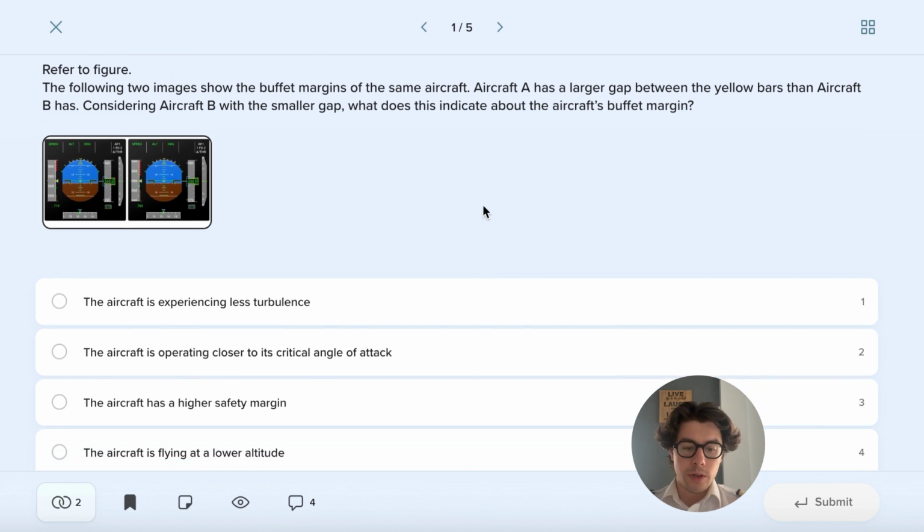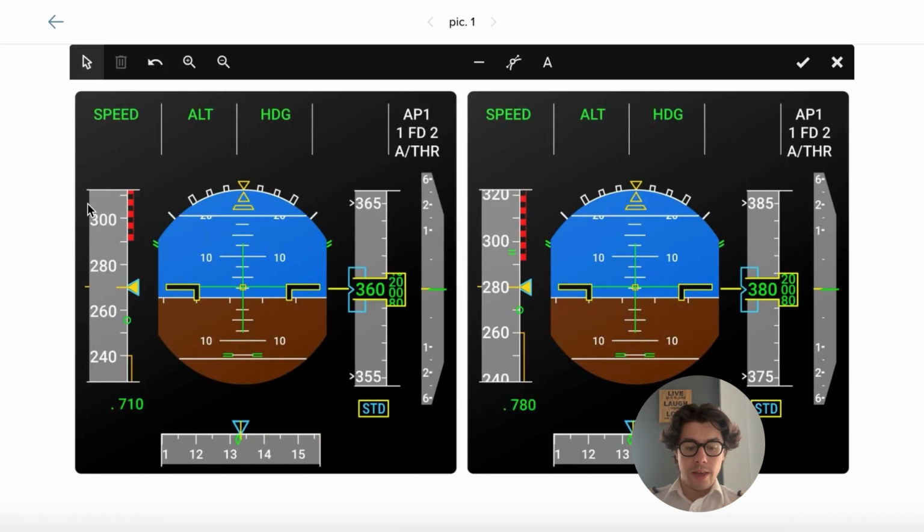The following 2 images show the buffet margins of the same aircraft. Aircraft A has a larger gap between the yellow bars than aircraft B. Considering the aircraft B with the smaller gap, what does this indicate about the aircraft's buffet margin? So let's take a look at the photo. Here on the PFD, we can see that one aircraft is flying at 36,000 feet, whereas the other one is flying at 38,000 feet.